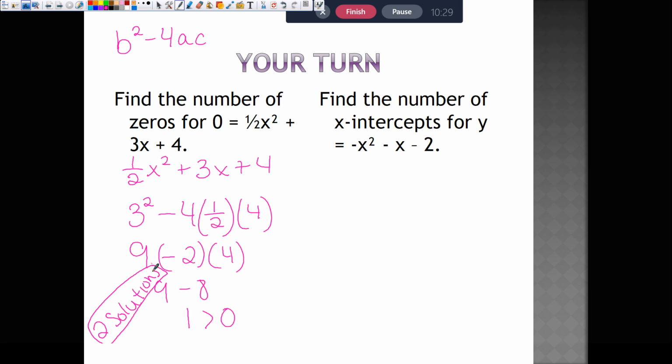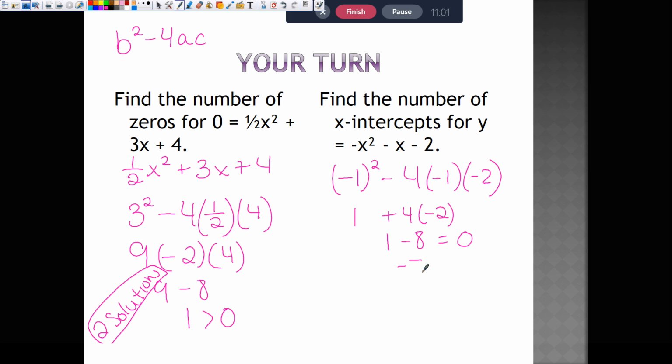Alright. So, what is my b? Negative 1. What is my a? 1. And what is my c? Negative 2. Okay. So what is negative 1 squared? 1. Negative 4 times negative 1? Positive 4. 4 times negative 2? Negative 8. 1 plus 4 minus 8? Negative 3. Is it equal to, greater than, or less than 0? Less than. So how many solutions? 0.